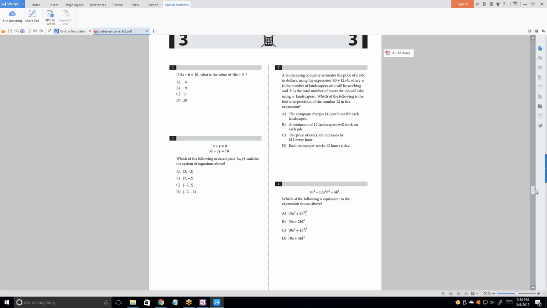Solve for x. So subtract this x, divide by 5. You have 4/5. Okay, 10 times 4/5. I don't know that off the top of my head. 8. So x equals 8. So 10 times 4/5 is 8. So 8 plus 3 is 11. So it'd be C.